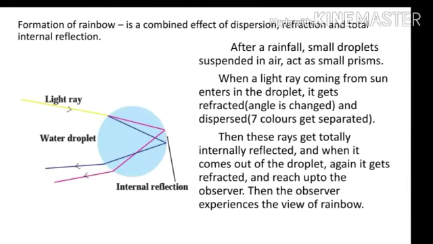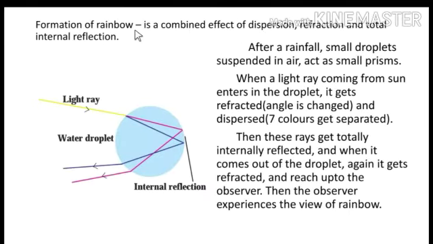And then our next part is the formation of rainbow. This phenomenon is a combined effect of dispersion, refraction, and total internal reflection. What happens actually? See here. In the atmosphere, after a rainfall, there are very small droplets present in the atmospheric layers of the air. And in those droplets, the light ray enters like this. That means behind the observer, light rays get entry into the droplets.